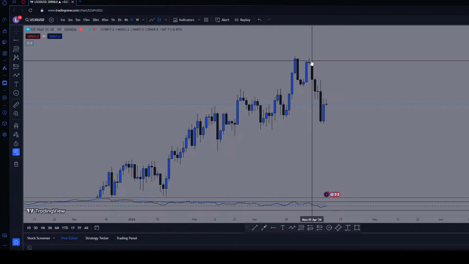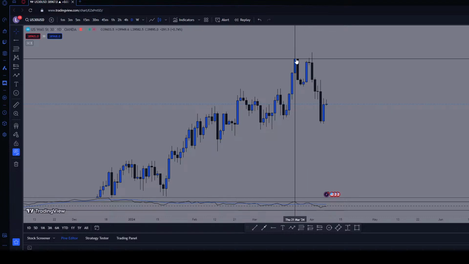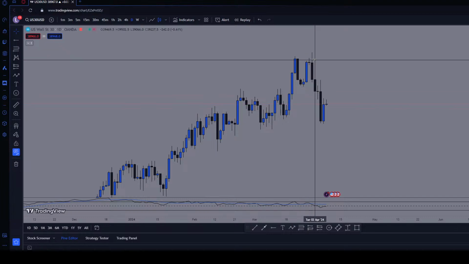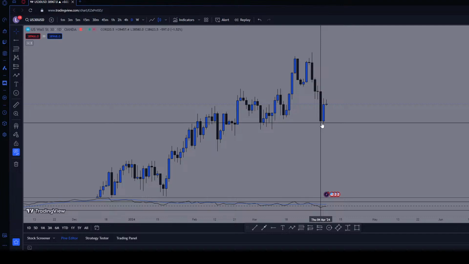Obviously, the sell signal was right here for the week before last, which would be the last week of March, where we gave a bearish push, pulled back, failed to break that high. This wick was obviously a fake out. Now we gave a huge pull to the downside.